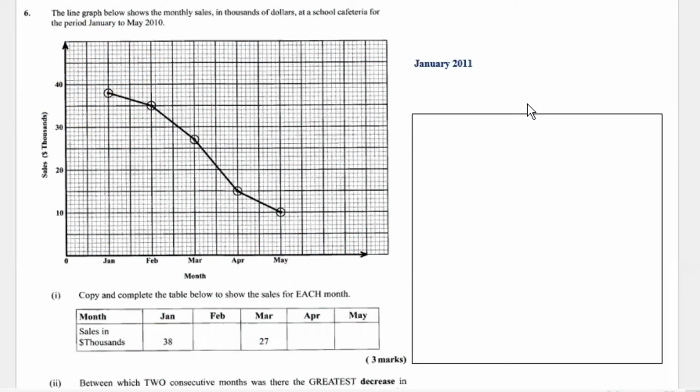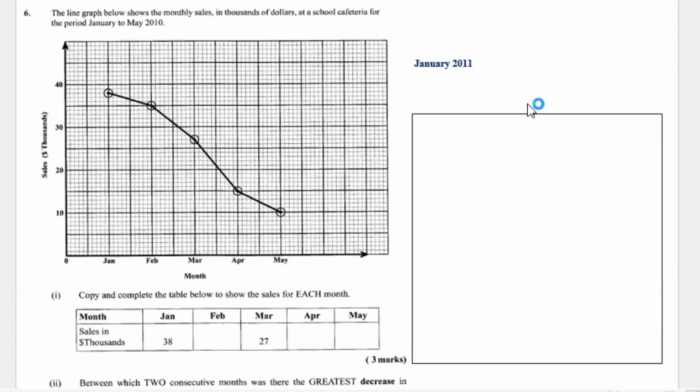Hello everyone and welcome back to another video, and today we will be working the January 2011 CSEC Mathematics paper 2, and this is under statistics. So question 6, it says the line below shows the monthly sales in thousands of dollars at a school cafeteria for the period of January to May.